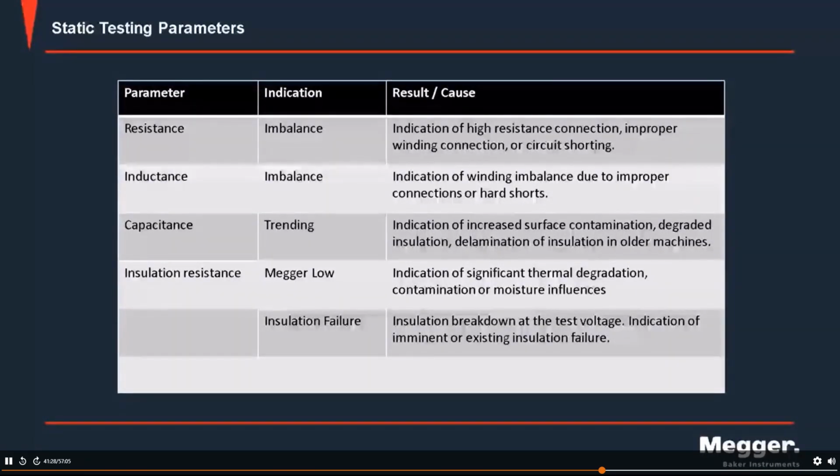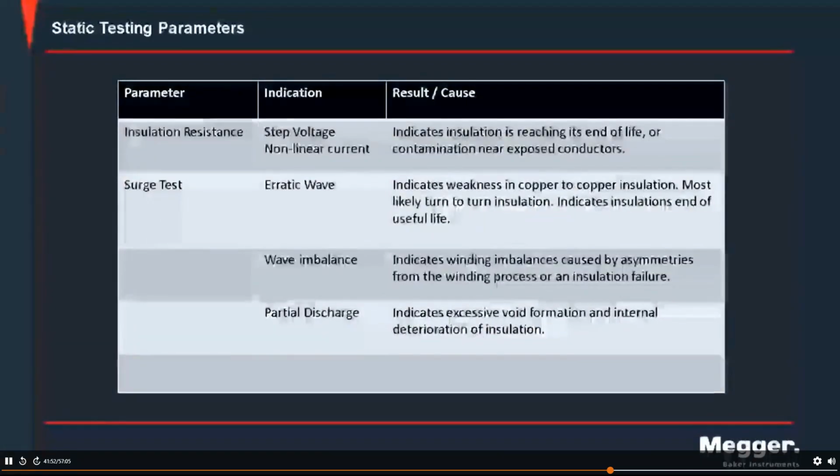A lot of this testing can be performed from the switchgear. The majority of this testing actually can be performed from the switchgear. There are some rare exceptions. Of course, PD testing has to be done at the motor, but low voltage resistance, insulation resistance, step voltage, and surge testing can all be accomplished from the switchgear. So that's good, right? So we don't have to disconnect a bunch of stuff to get to what we need to get to.